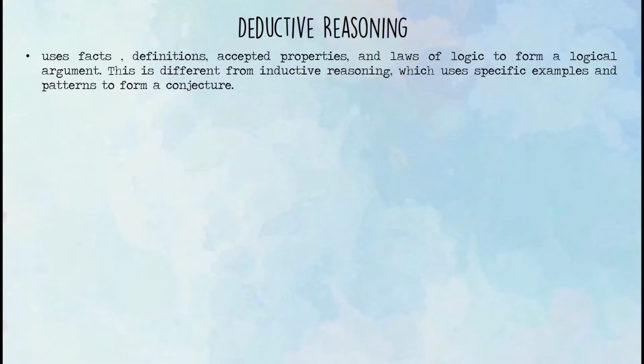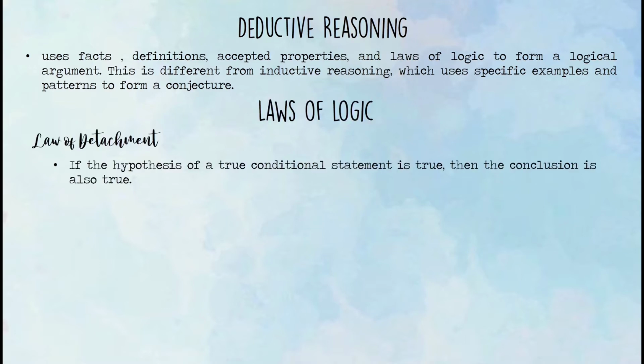Deductive reasoning. Deductive reasoning uses facts, definitions, accepted properties, and the laws of logic to form a logical argument. This is different from inductive reasoning, which uses specific examples and patterns to form a conjecture. Laws of logic. Law of detachment. If the hypothesis of a true conditional statement is true, the conclusion is also true.